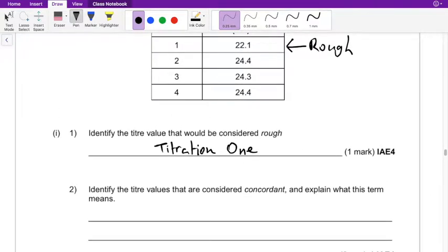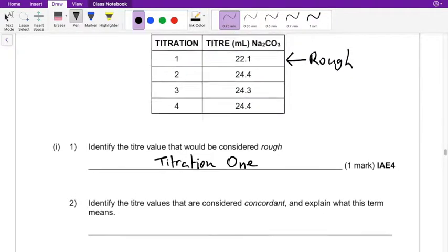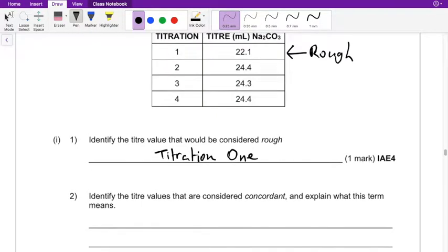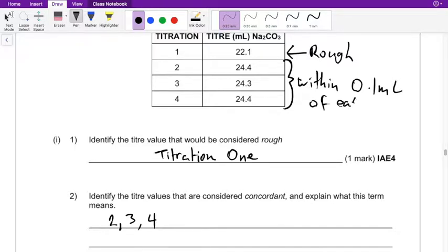Identify the titre values that are considered concordant. So let's just remember, what does concordant mean? It means that they agree with each other. You can think about that as a basic English definition. To concur with something means to agree with it. Otherwise, just think, concordant, the same. So the ones that are concordant, I'm going to say, obviously are 2 and 4. I will say are 2, 3, and 4. Reason being, all of these are within 0.1 milliliters of each other.